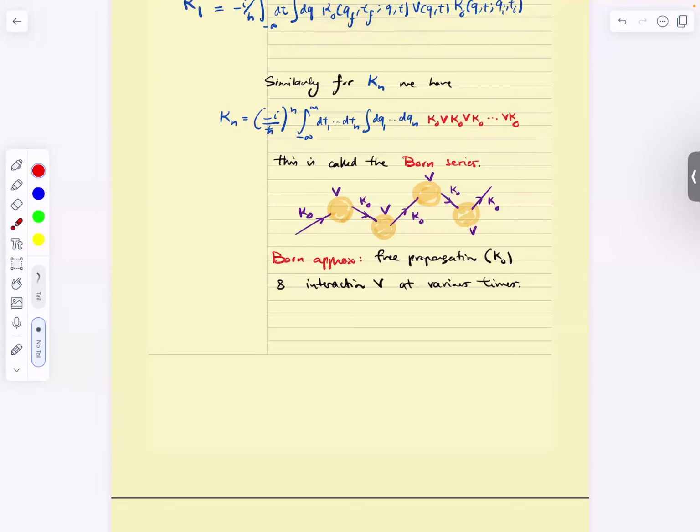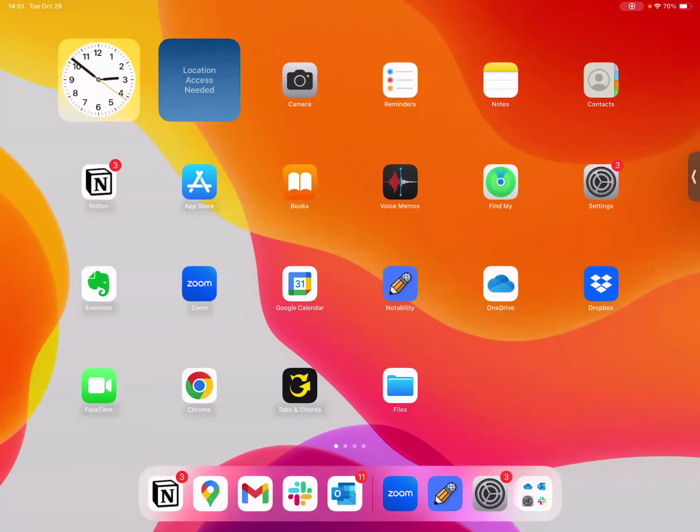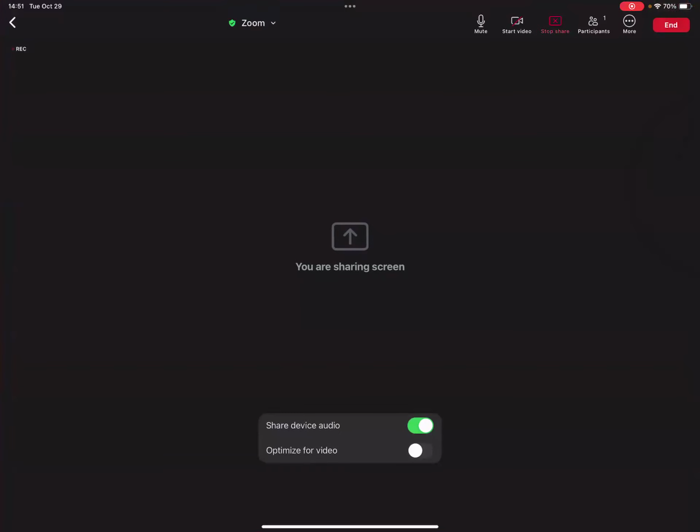Is this the same physical idea behind Gell-Mann and Low? Gell-Mann and Low, what? You have the correlation function for the interacting vacuum in terms of the free vacuum.